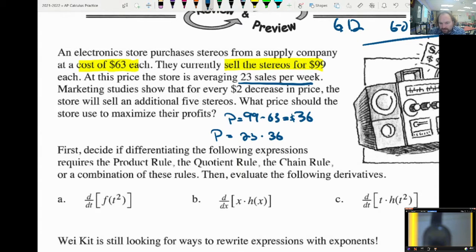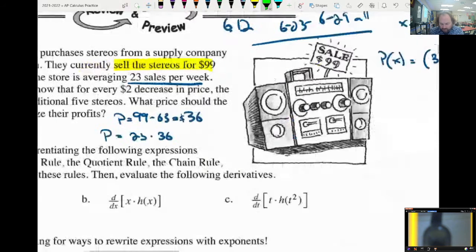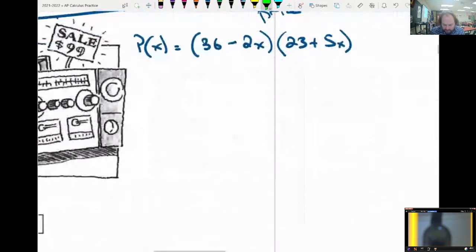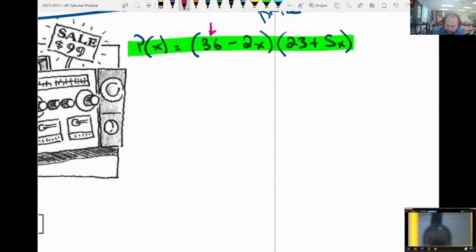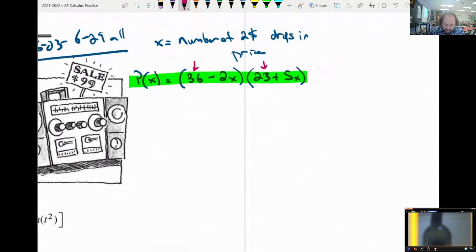However, marketing studies show that for each $2 decrease in price, the store will sell an additional 5 stereos, and that is what is going to lead us to the actual function, which I'm just going to give you if you're watching this video, and I'll give it to you in class also. This takes the existing $36 they make per sale, and the 23 stereos they sell, and x in this case is the number of $2 drops in price.